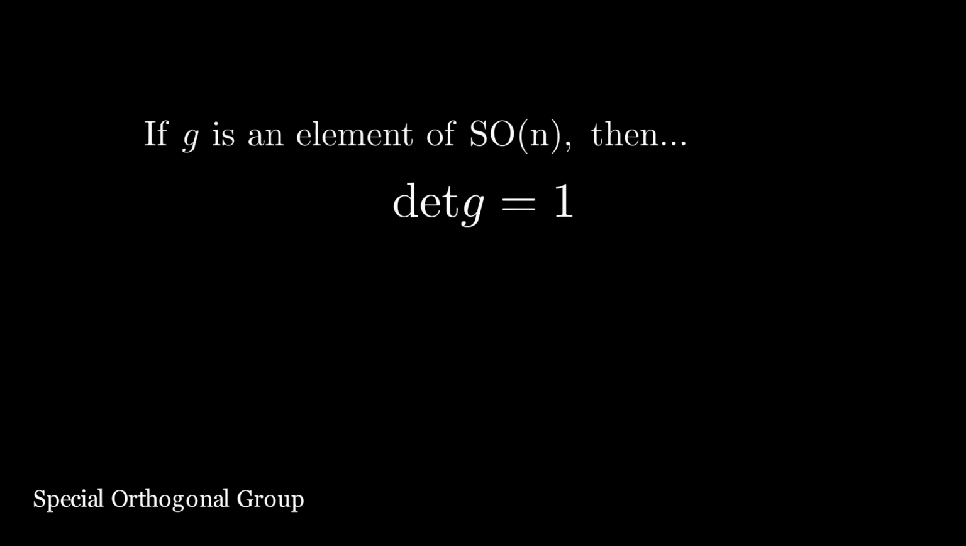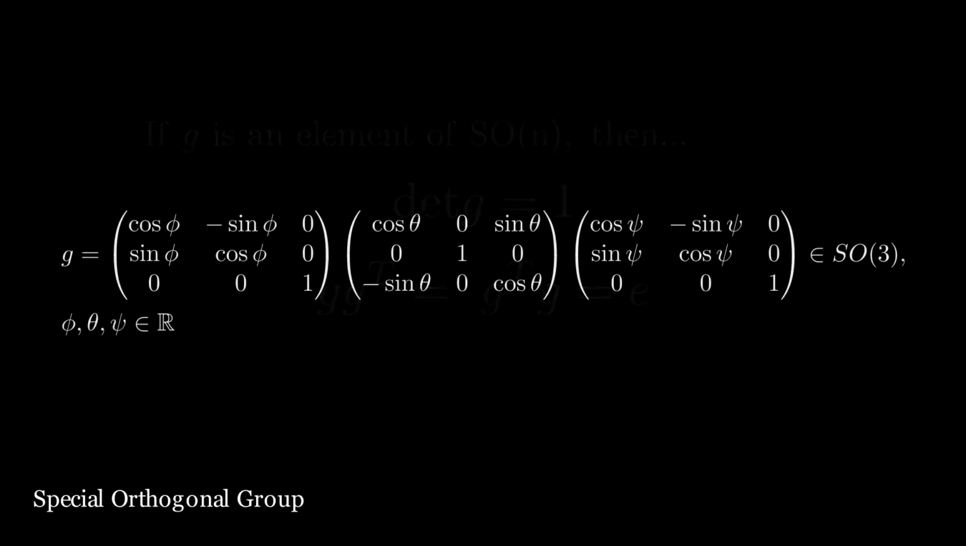These have determinant 1, and they satisfy the property G times G transpose equals G transpose times G equals E, where E is the identity matrix. SO3 has many interesting applications, but when you try to do various calculations with it, they tend to become complicated.